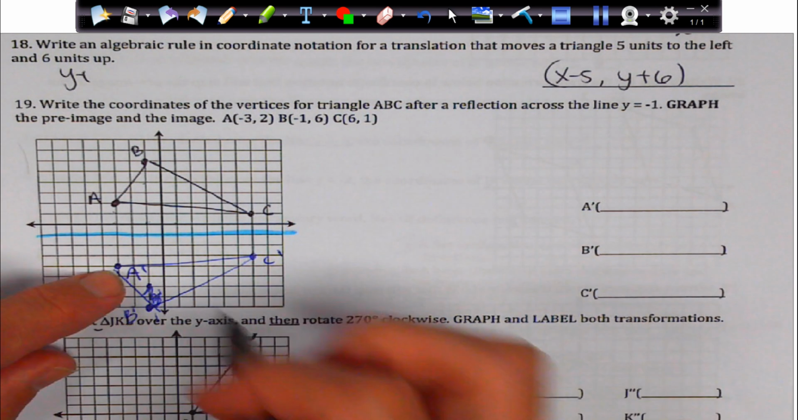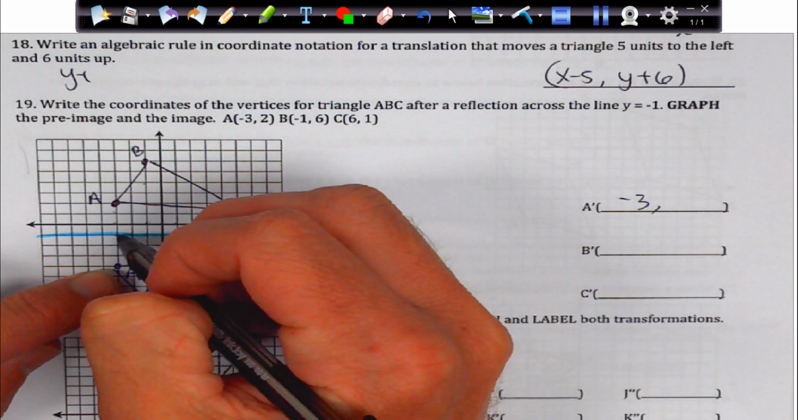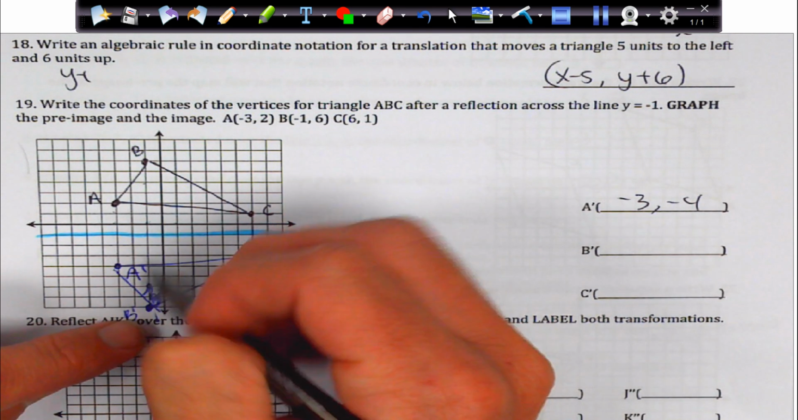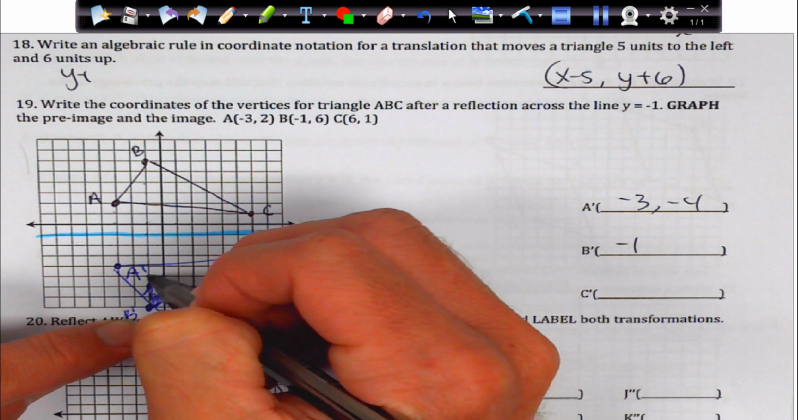So A prime, like I said, is at -3, -1, 2, 3, 4. B prime is at -1, negative, I think that's 1, 2, 3, 4, 5, 6, 7, 8.